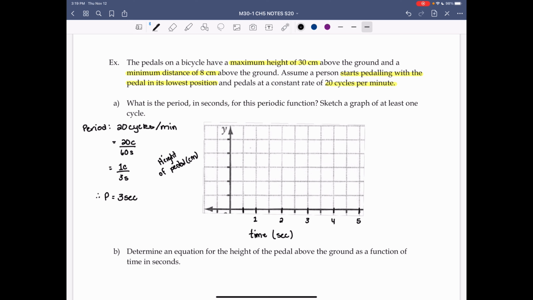The highest the pedal goes is 30 centimeters. So we need to make our scale so that we can go up to 30 on the y-axis. If I count by 5, 10, 15, 20, 25, 30, that gets me there. Our max is at 30. And our minimum is at 8, so we'll say that's about here.